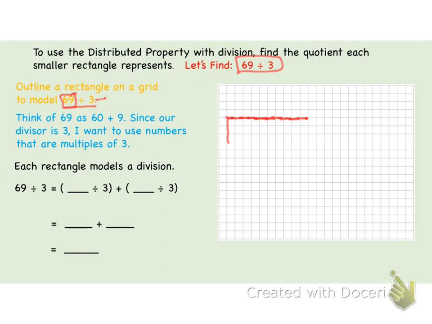1, 2, 3, 4, 5, 6, 7, 8, 9, 10. There's 10, and I know that's 30. So I know if I go another 10, I can have 30 plus 30. That'll give me 60. So let's just go another 10. 1, 2, 3, 4, 5, 6, 7, 8, 9, 10. Okay. There's my 60. Now I have to make the 9. So here's how I'm going to make the 9. I still know that it's 3, 6, 9.